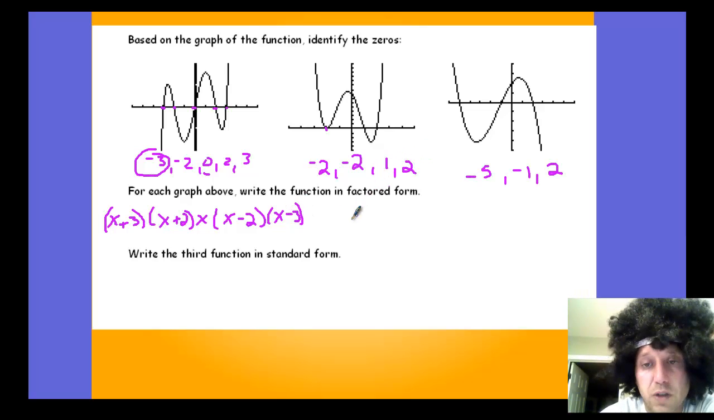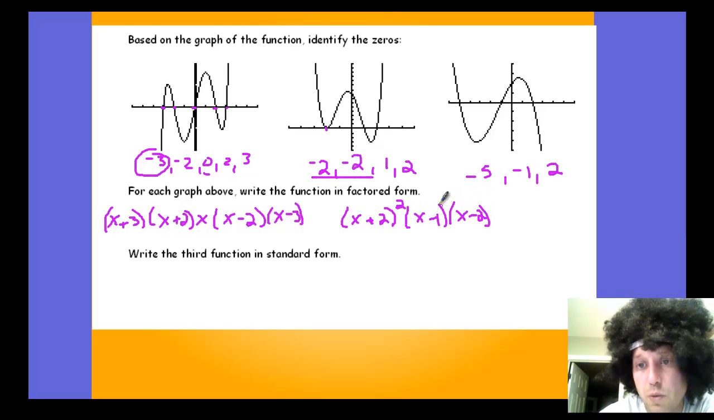We can do the same thing for these problems. For this one I have a double root, which is x plus 2. But instead of repeating it, I'm just going to make it squared. And we have x minus 1 and x minus 2. Now I'm not going to do the third one.